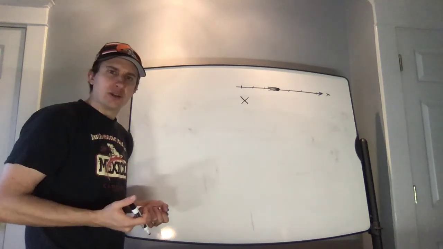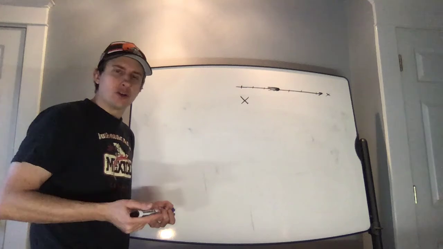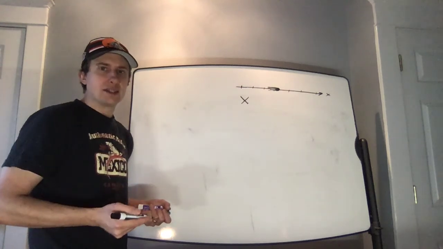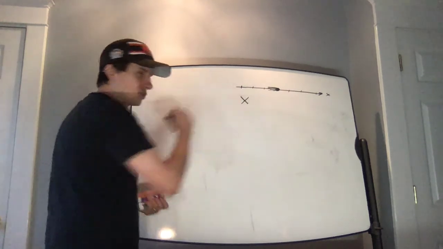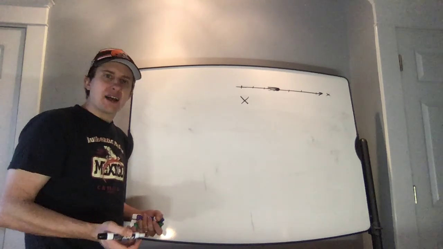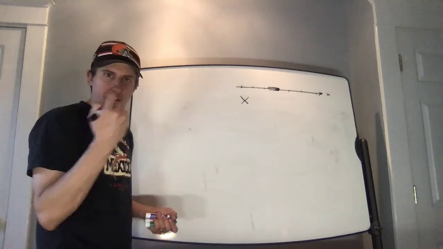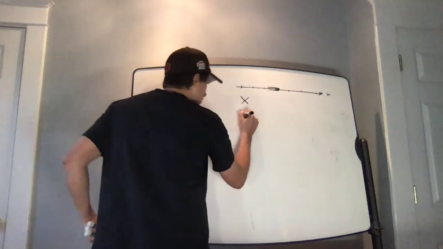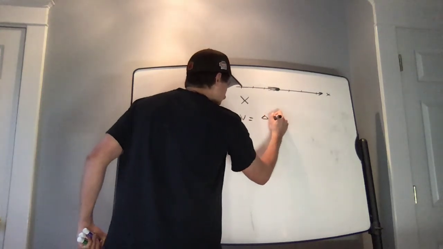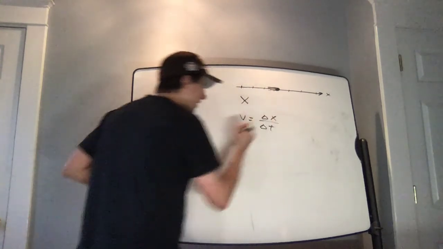But maybe the particle is moving around. If the particle is moving around on the number line, then that would be like saying x is changing. And we define velocity as the rate of change of x with respect to time. So we said velocity is delta x over delta t.